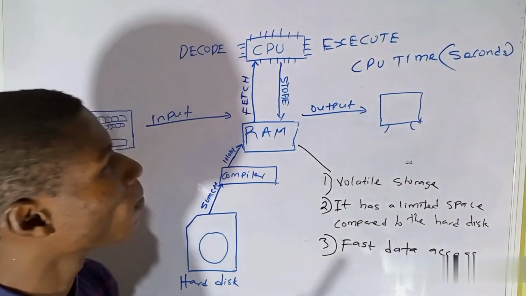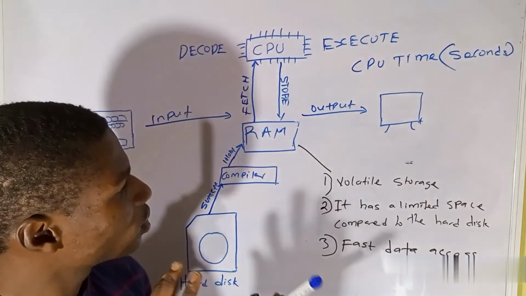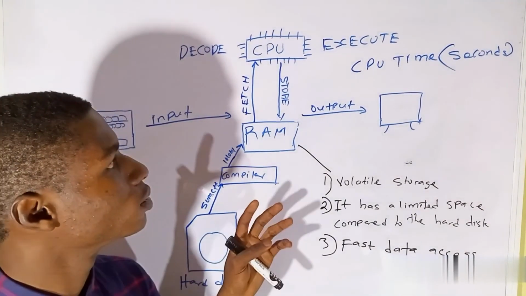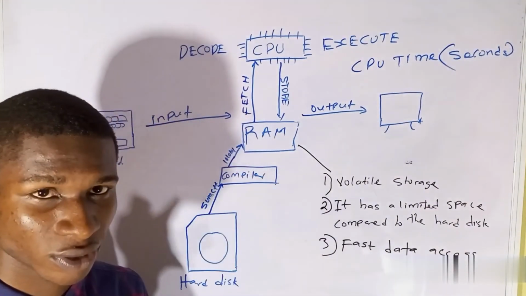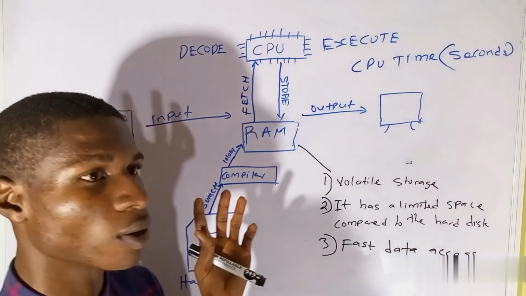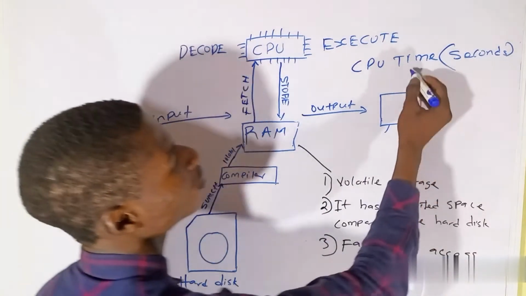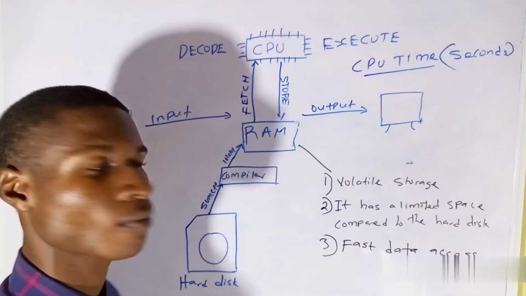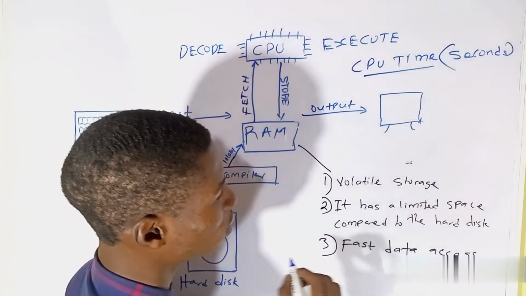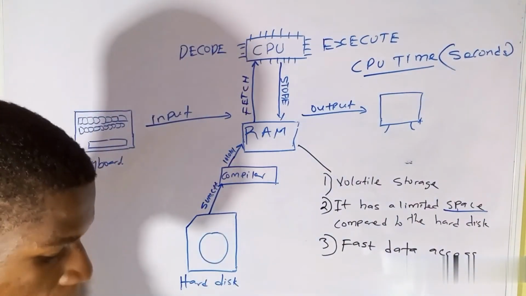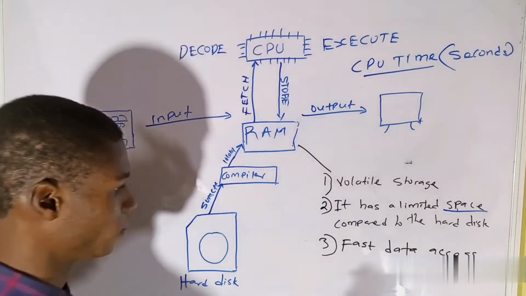So from this explanation, you can see that the two major resources that are consumed by your program are the CPU time and the space in the RAM. So let me write that down.